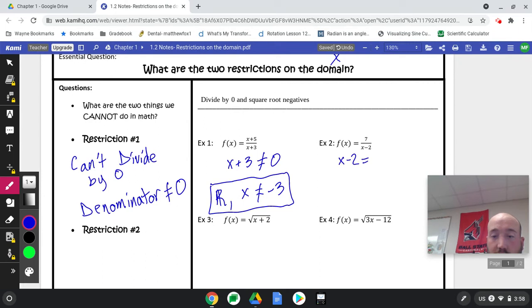So on the next one, we do the same thing. X minus 2 cannot be equal to 0. So x cannot equal 2. And we could think about it all real numbers as long as x is not equal to 2.